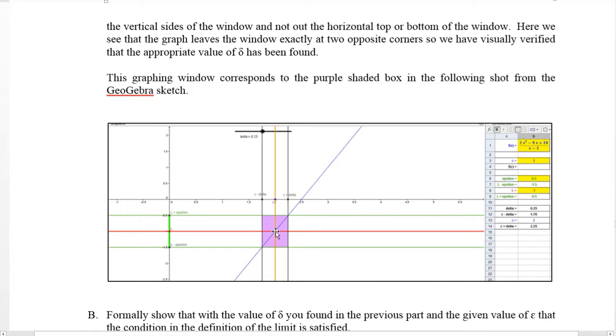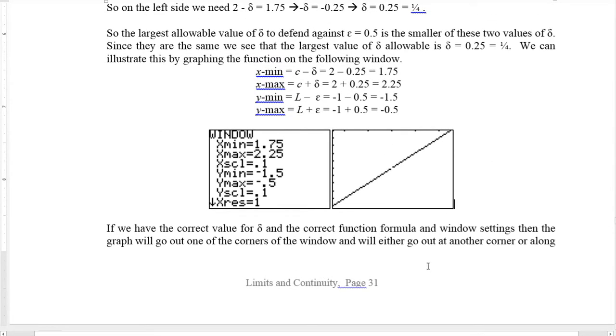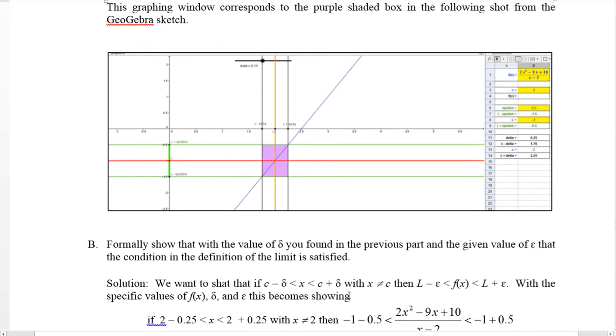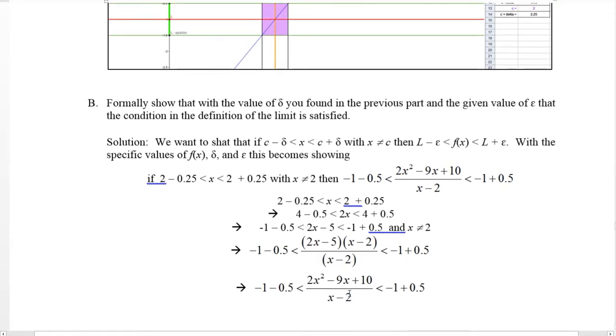It's our limit point. This purple box going from L minus epsilon to L plus epsilon on the bottom to the top, and from C minus delta to C plus delta left to right, that purple box is exactly the same as what we've graphed in this window up here on the TI-84. And again, we see it going out both opposite corners. So this visually confirms that we have chosen the right delta.